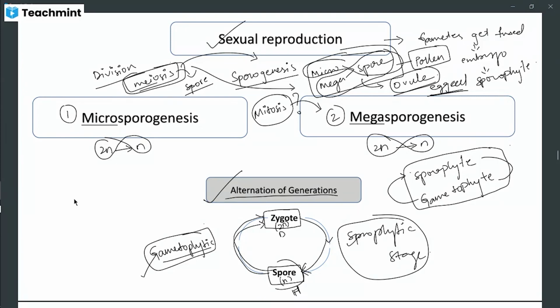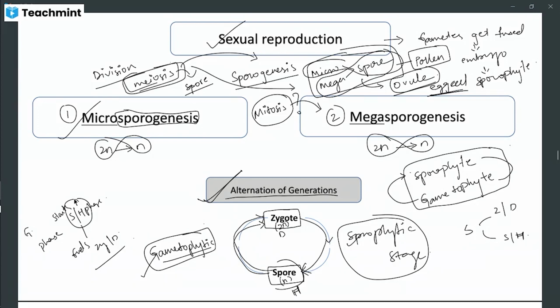The gametophytic stage, it starts with which phase? Spore. So it starts with spore or haploid phase, and it ends with the formation of zygote, that is diploid phase. Similarly, the sporophytic stage starts with your zygote or diploid phase, and it ends with your spore or haploid phase. So are you clear about the alternation of generations? Yes, sir. And now we will see sporogenesis, first microsporogenesis.